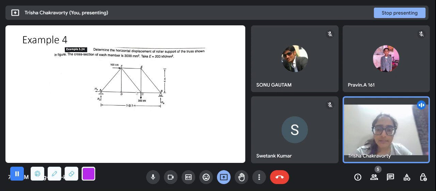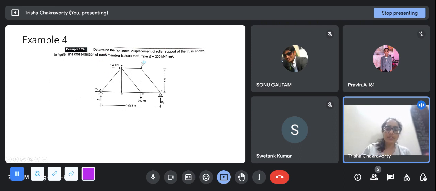This question is different from the previous ones, because here we want to find out the displacement at a point where we are not applying the force. We are applying the force here, but we want to find the horizontal displacement of the roller support of the truss. This is the roller support, so we want to find the deflection of node B in the horizontal direction. Node B does not have any deflection in the vertical direction, of course, because the roller support constrains vertical movement.